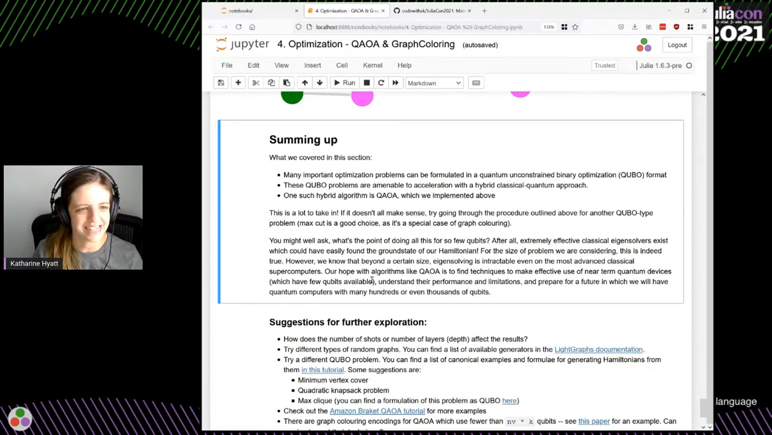You know, we only did 18 and you only colored a graph with 6 vertices, which didn't even work that well. And second of all, with my eyes, I can color that graph. Thank you very much. Furthermore, even for more complicated graphs, we have really great classical approaches. For example, those of you who use JuMP.jl know that JuMP is great at coloring graphs.